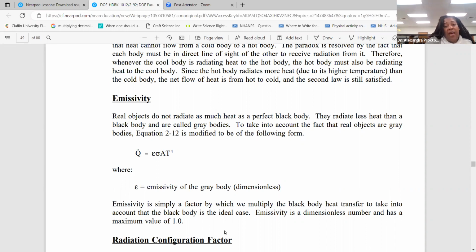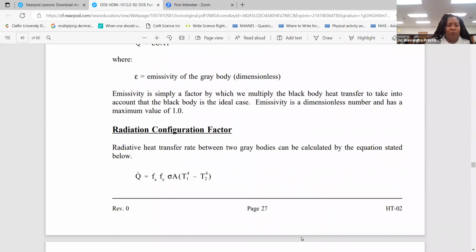To take into account the fact that real objects are gray bodies, we look at the following equation, where Q is equal to epsilon sigma A T to the fourth, where epsilon is the emissivity of the gray body and epsilon is dimensionless. So emissivity is simply a factor by which we multiply the black body heat transfer to take into account that the black body is the ideal case. Emissivity is dimensionless and has a maximum value of 1.